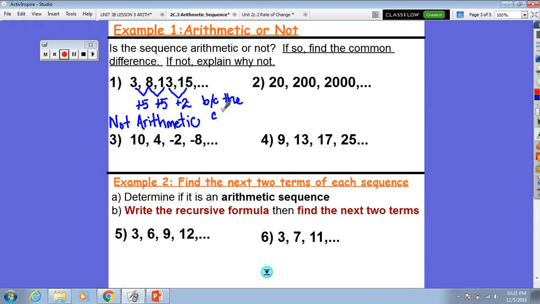The common difference, and I'm going to use CD to represent common difference because that's the first letter of the word common and the first letter of the word difference. So the common difference changed. So it is not arithmetic. If it's not arithmetic, you cannot tell me what the common difference is because they don't have a common difference. Okay? Let's look at number 2.